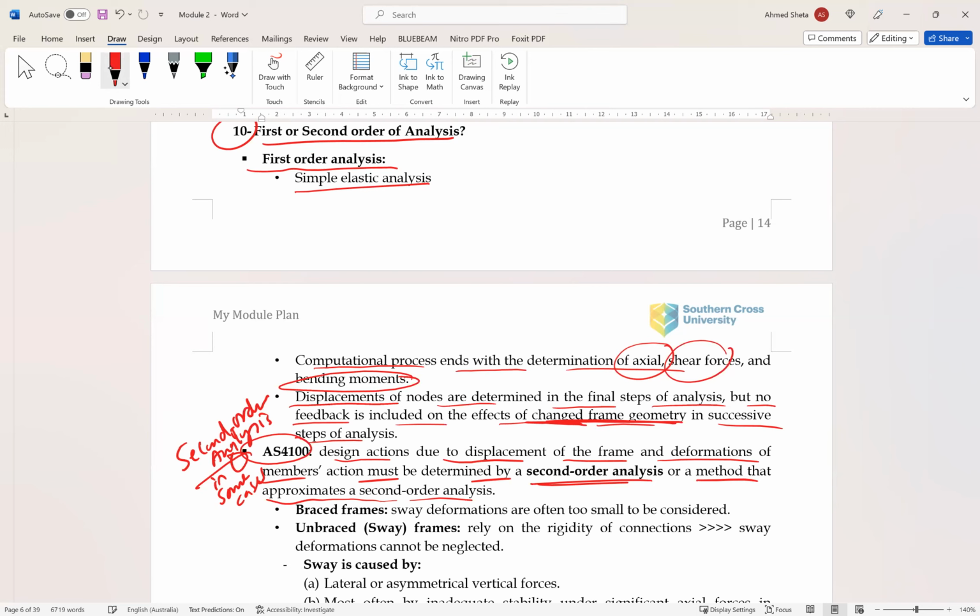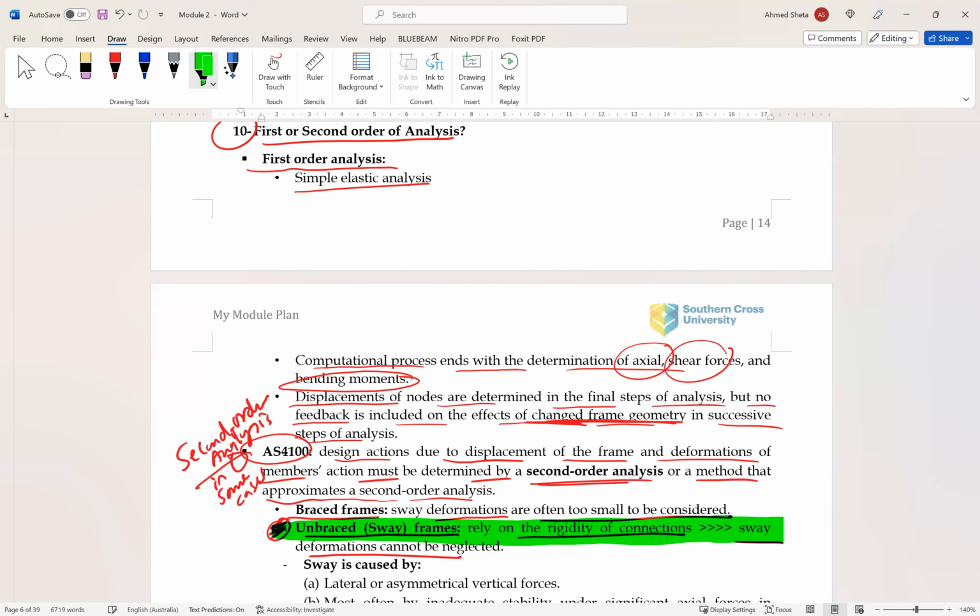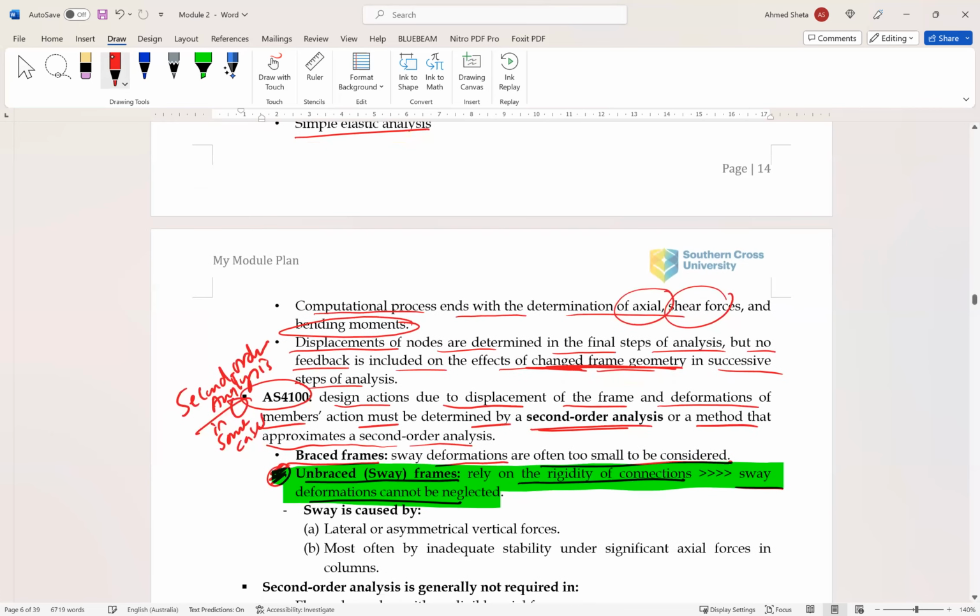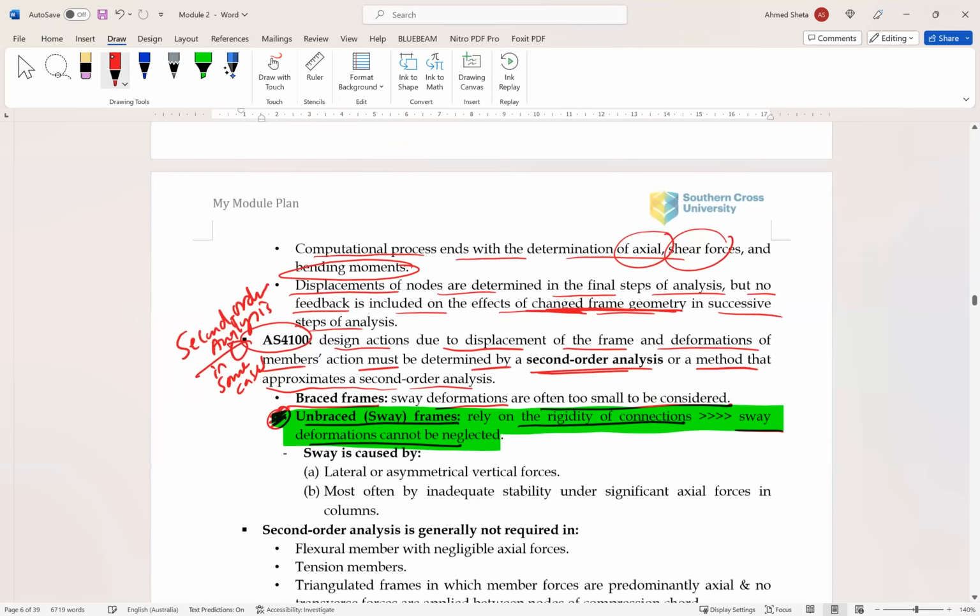Approximate second order analysis. In braced frames, sway deformations are often too small to be considered, but in unbraced frames, which rely on the rigidity of connections, sway deformation cannot be neglected. So the second order analysis is more important in sway frames because they are susceptible to deformation, and the sway deformation can't be neglected.